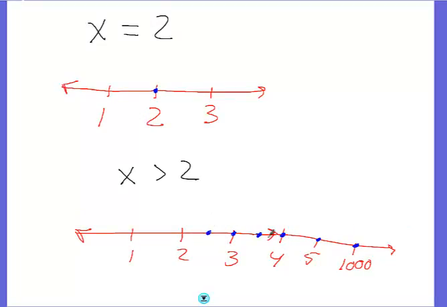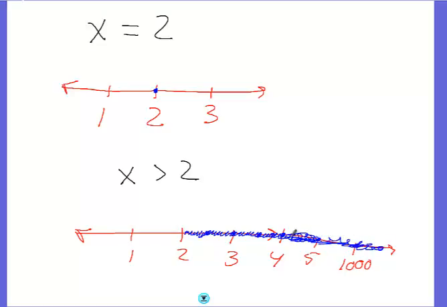So if we notice, there's a lot of numbers that are greater than 2. Actually, since numbers never end, you can count forever and ever, there's an unlimited amount of answers that answer the solution, as long as those numbers are greater than 2. I'm going to shade in this entire portion of the line, because anything the blue shaded area is touching is greater than 2.